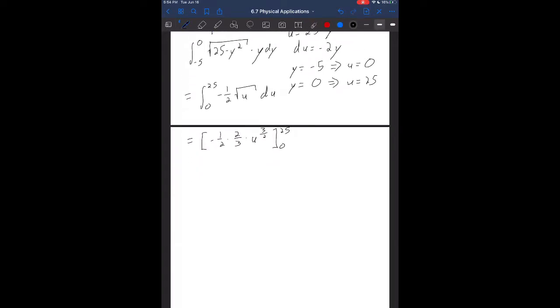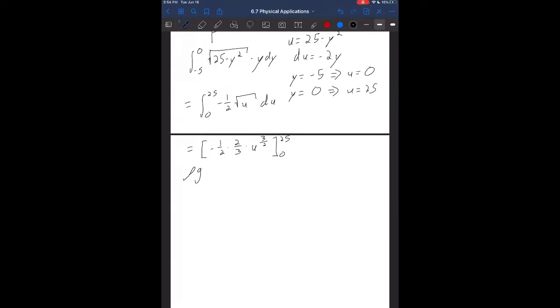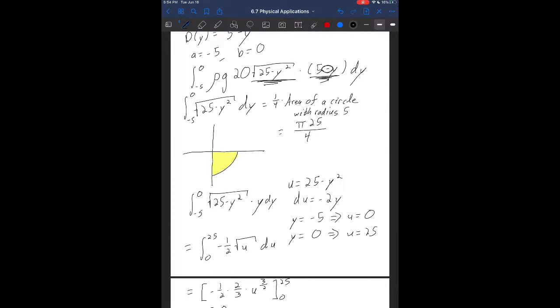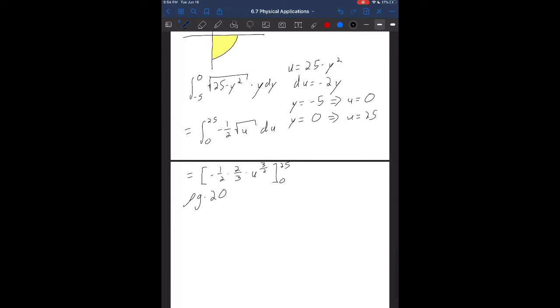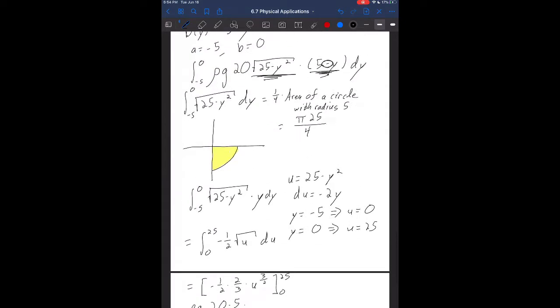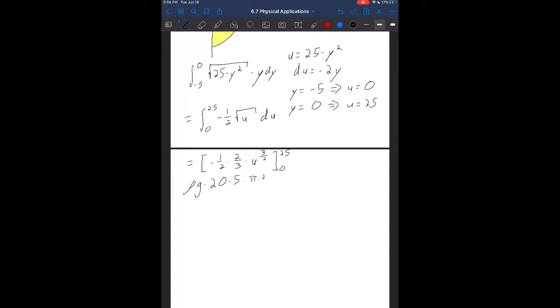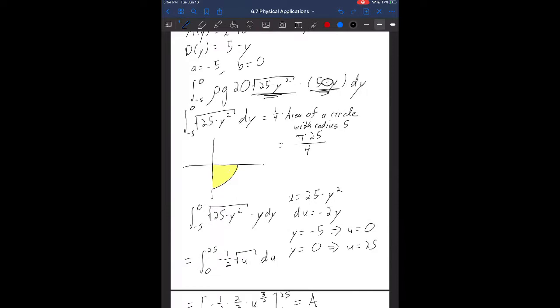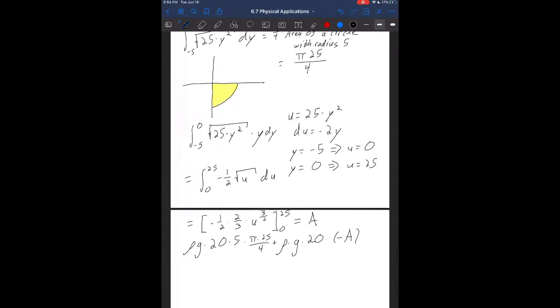So what in the end we're going to get, just putting this all together, is rho times g times 20 times 5, because we have a 5 there, times whatever this first integral was, so times 5 times pi times 25 over 4. And then adding in the second part of the integral, if we just call this a right here, we get rho times g times 20 times negative a, because we do have this negative up here from our original problem.